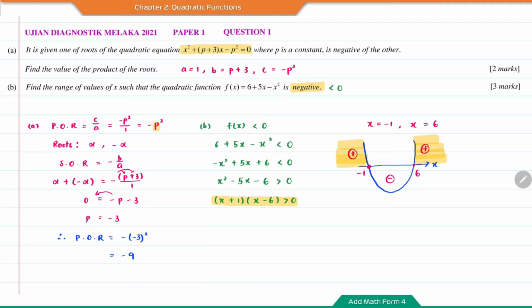So the range of values of x, for the first one here, it is moving toward the left, therefore the range will be x is less than -1. And for the other one, which is going to the right hand side, the range is going to be x is greater than 6. So that will be the range of values of x.